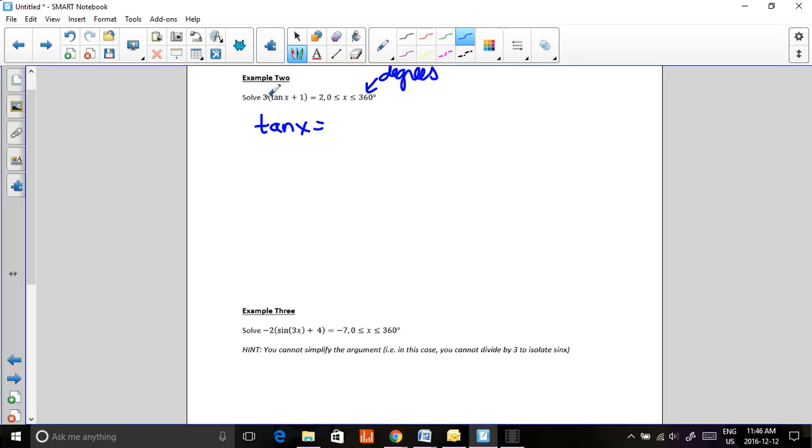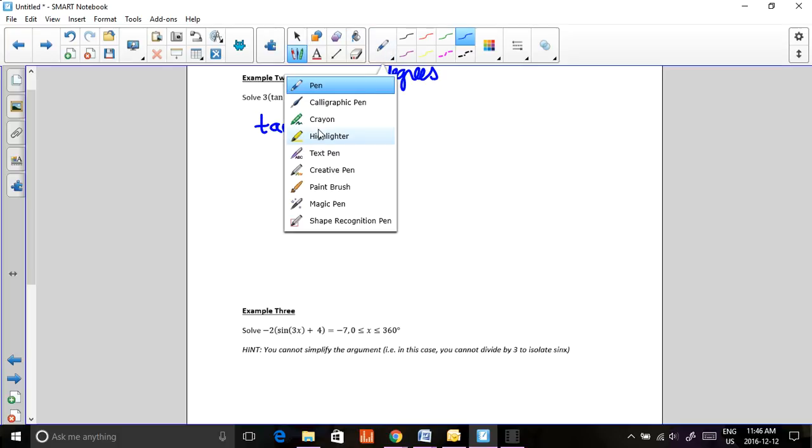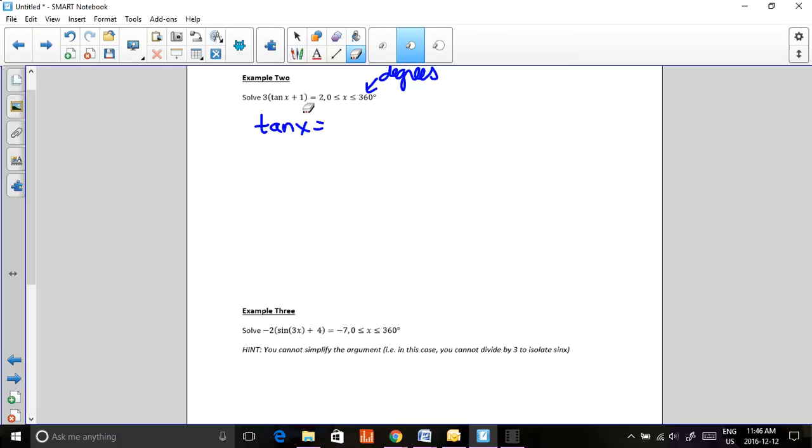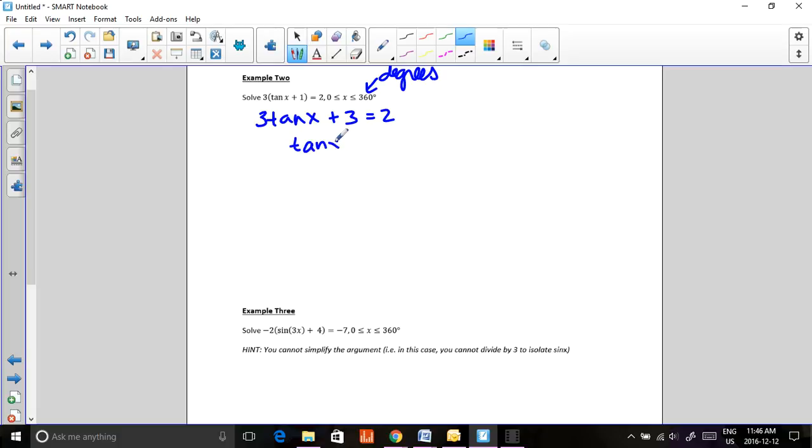This bracket means that this 3 was distributed. So let me do this in more steps first, just so you don't make a mistake. You can distribute the 3 first, so you get 3 tan x plus 3 equals 2. Now I subtract a 3, which gives me a -1, and then divide by 3. So you get tan x equals -1/3.